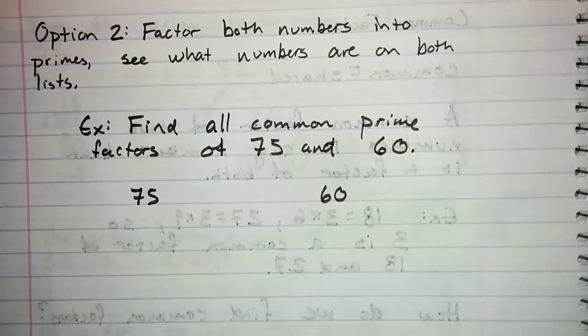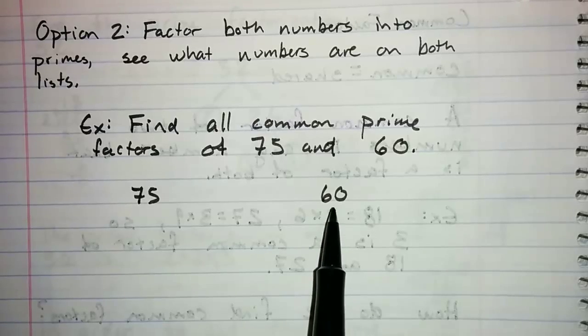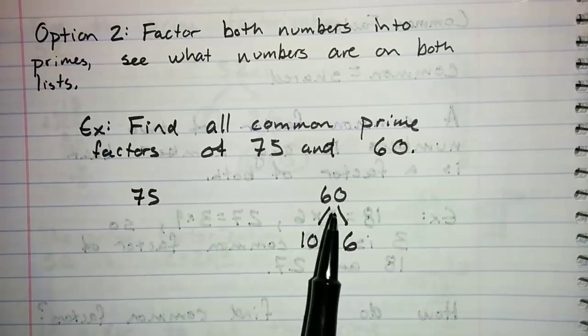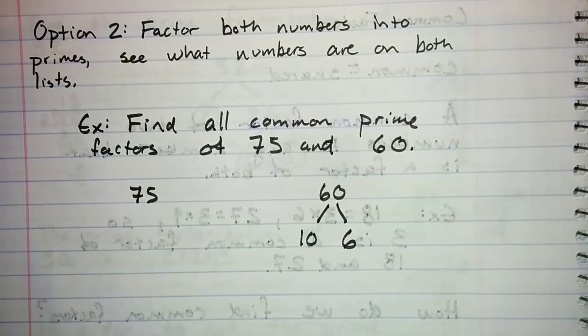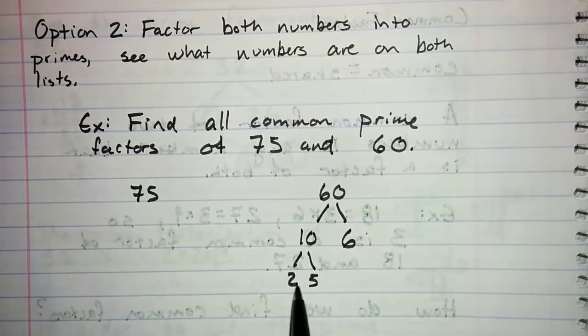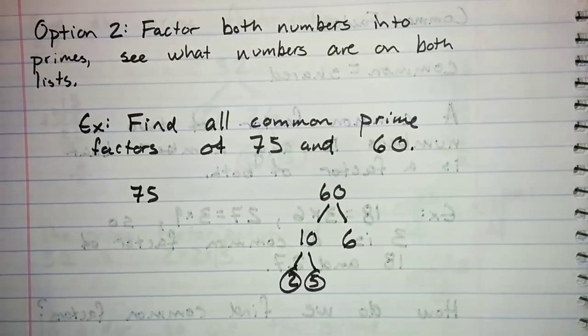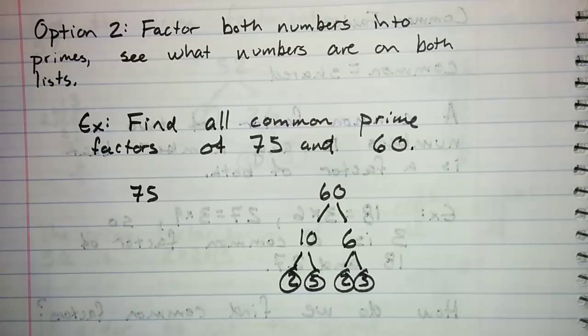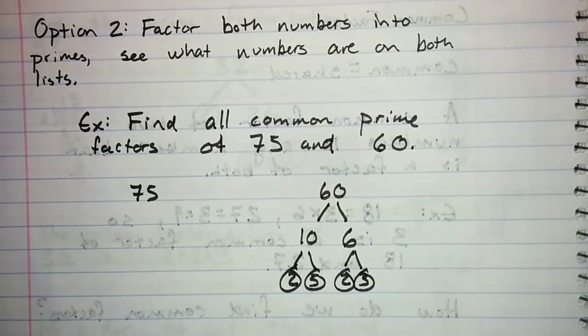All right, I'm going to do 60 first because it's easier. Why is it easy? Because 10 is one of its factors. 60 is 10 times 6. Oh, but 10 I know is 2 times 5. Those are both prime. 6 I know is 2 times 3. Those are both prime. So 60 is finished.